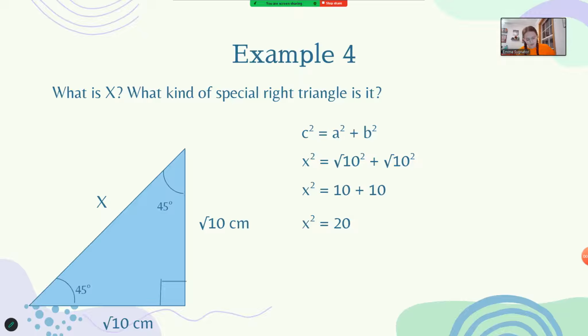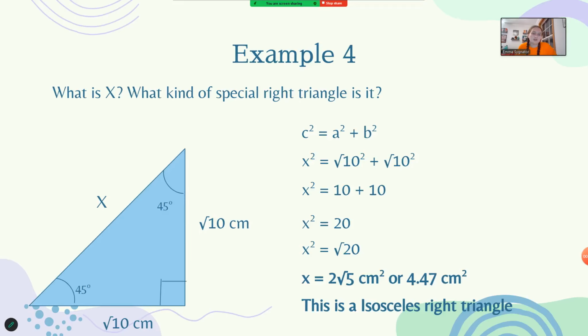And now, like normal, we find the square root of each side. The square cancels out on the x. And the square root of 20 can be simplified to 2 times the square root of 5 centimeters squared. And again, in decimal form, 4.47 centimeters squared. To figure out the special right triangle, we can look at the angles again, but we can also look at each side being the square root of 10 centimeters. And that tells us that it is an isosceles right triangle.